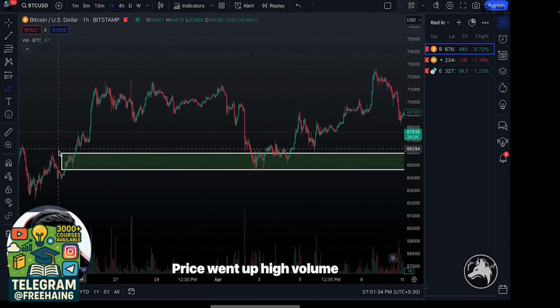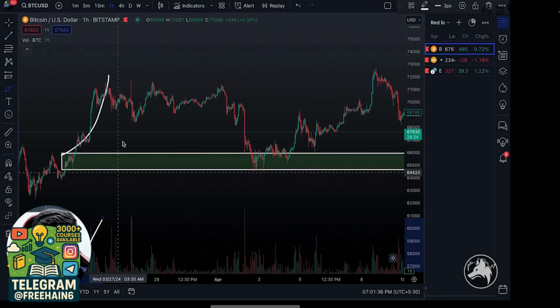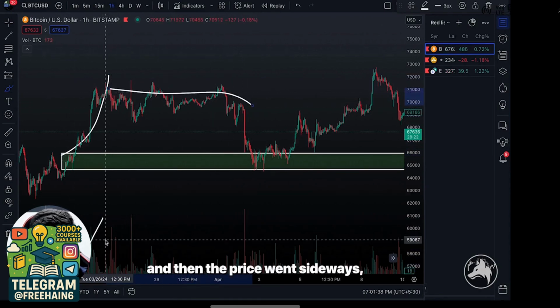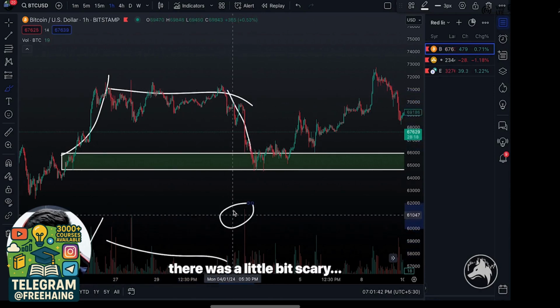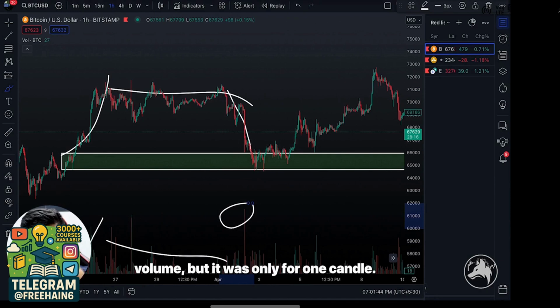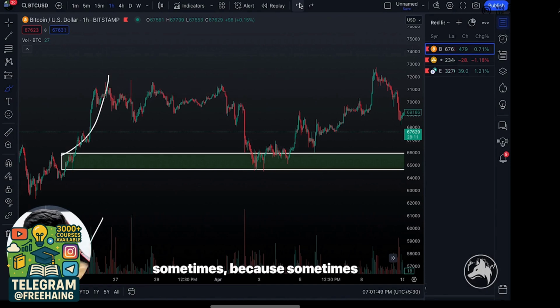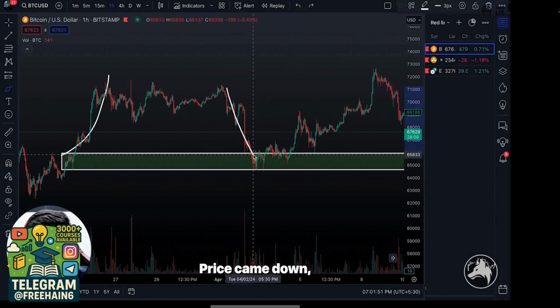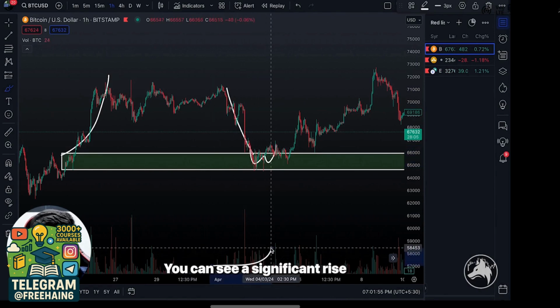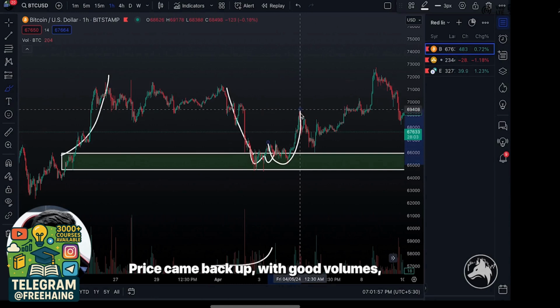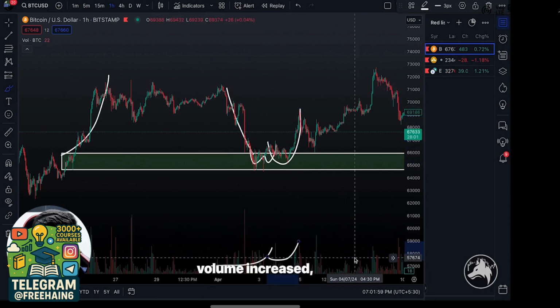So what happened? Price went up, high volume, and then the price went sideways, volumes dried up, price started coming down. There was a little bit scary volume, but it was only for one candle. So this one candle, you can ignore it sometimes, because sometimes something like this happens. Price came down, price formed a double bottom. You can see a significant rise in volume from here. Price came back up with good volumes, volume increased.